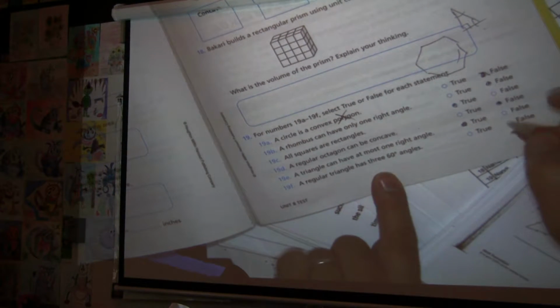Same length, same angles. Okay, so the next one, a triangle can have at most one right angle. True. I would say this is true because everything else isn't going to work. It has to be worth 180 degrees inside, so if this is one right angle, then the rest can't possibly add up to more than 90 or even close to 90. Alright, so a regular triangle has 360-degree angles. This is true.